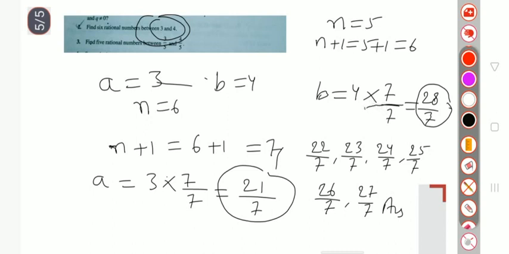Okay, so one more method is there to find the rational numbers between two given rational numbers. That method I will explain in the next video.